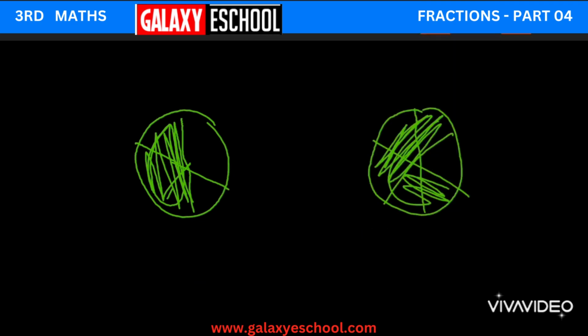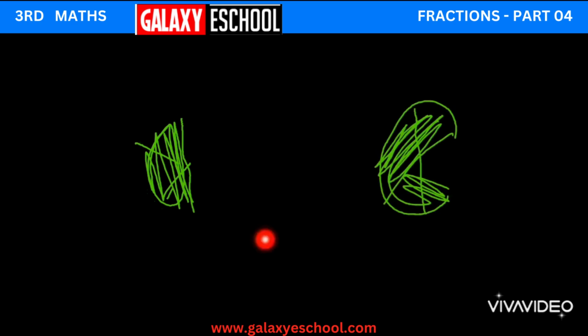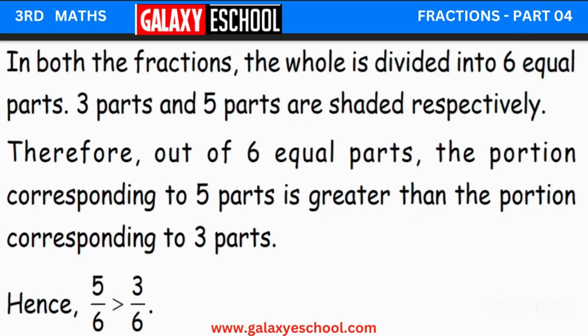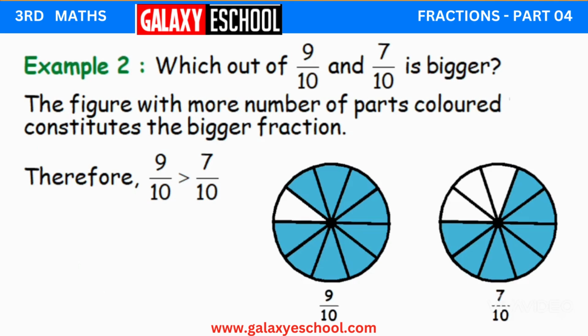Wait a minute, let me erase this. Yes, this is the shaded part here, and this is the shaded part of 5 by 6. Now which part is greater, children? By seeing itself we can say that the 5 shaded parts are greater than the 3 shaded parts. That is, 5 is greater than 3. So the fraction 5 by 6 is greater than 3 by 6. Okay, what do we understand? Therefore 5 by 6 is greater than 3 by 6.